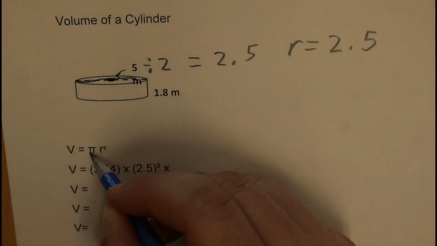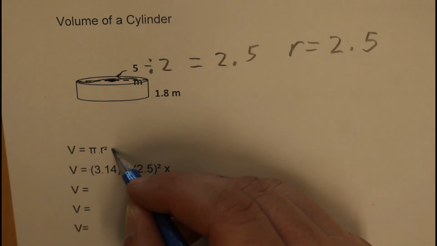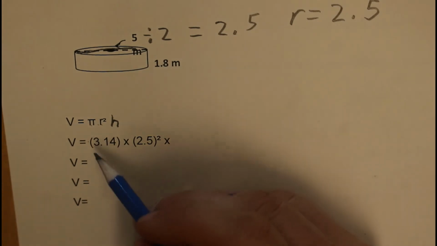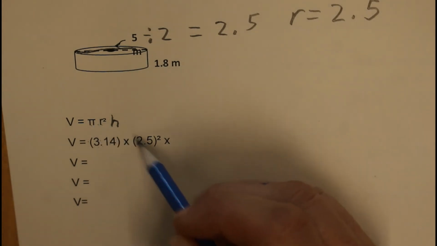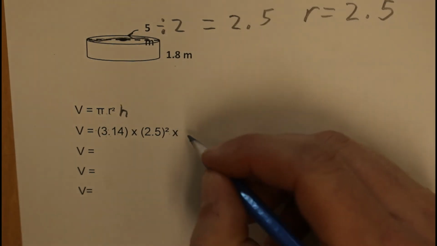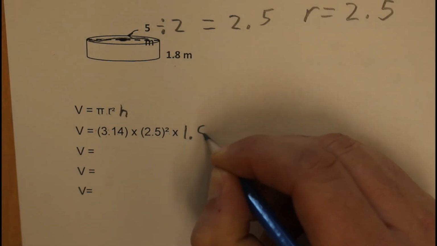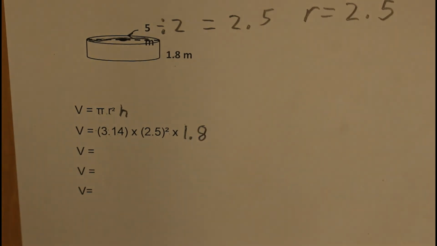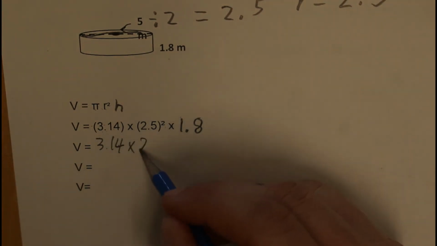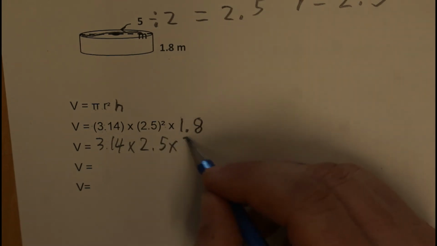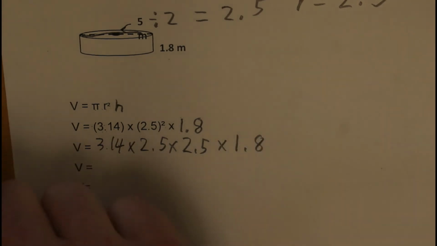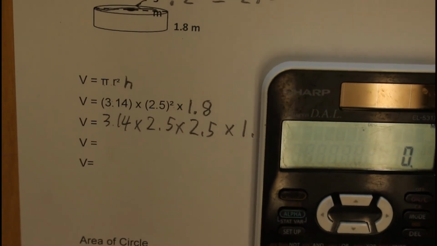So what is missing here? Pi times radius squared times height. The height right there is 1.8. So 3.14, that's pi. Radius is 2.5, we found out, squared, times the height, which is 1.8. Then 3.14 times 2.5 times 2.5, because that's the same as squared, times 1.8. And you're just plugging it in there, and that's all.